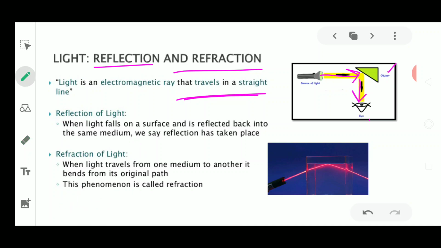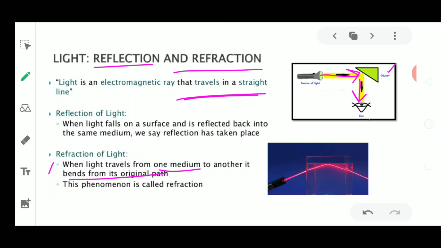So the density, the number of molecules which are present, is going to decide the type of medium. I'll take this medium up when I teach you the refraction of light. Till that time, just remember that there are different types of medium, and in each medium light behaves in a different manner. Now when light travels from one medium to another medium, it bends from its original path.